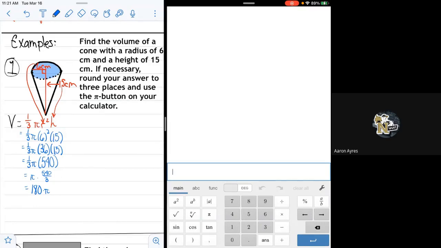The third button. Okay, so 180, and then I'm just going to type in the pi, and it's going to give me a number over here, okay? And that's going to be my final answer. I'm just going to round this off to 2 places for our class, okay? So I do 565.49. We okay with that number? 565.49? Okay. So I have 565.49 centimeters cubed.